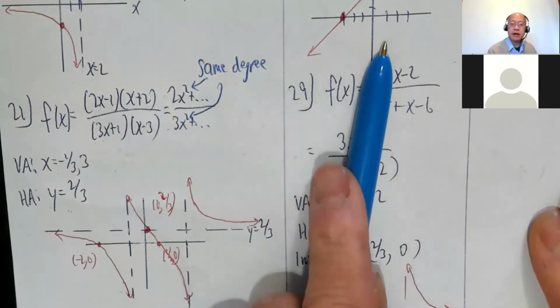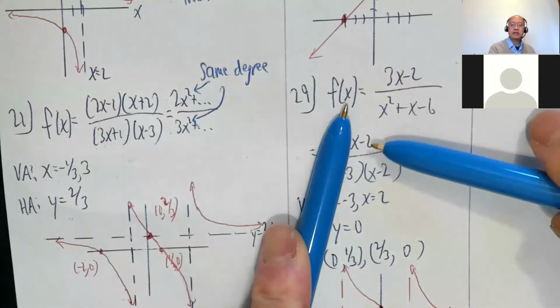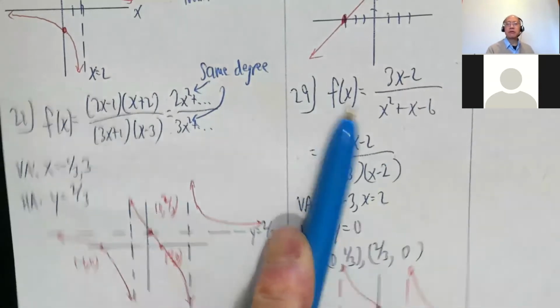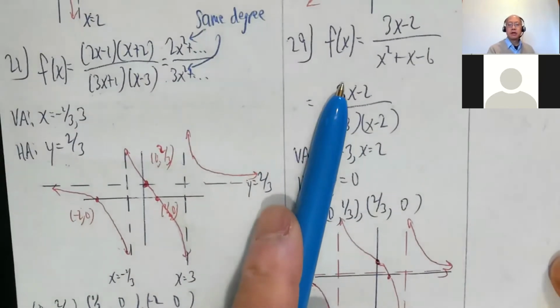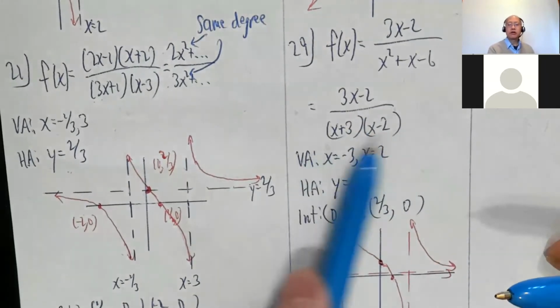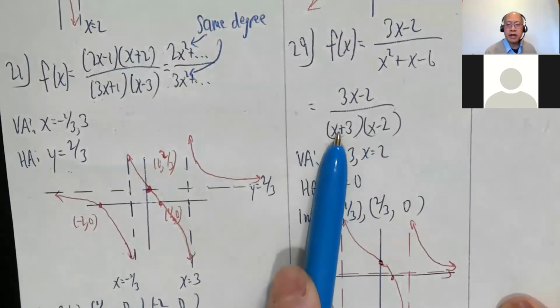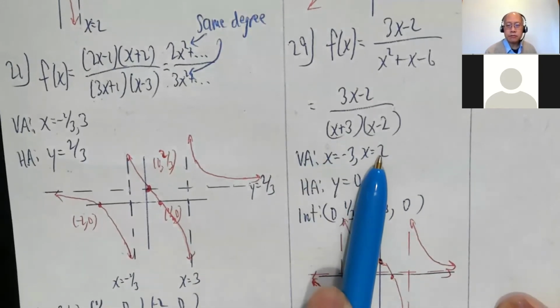Now, if this was x minus 2 over here, then I would take this x minus 2 and cancel that x minus 2, and the problem would be kind of similar to this one. But obviously, you cannot cancel here. So these will give me my 2 vertical asymptotes. So VA, vertical asymptote, x equals -3 and 2.